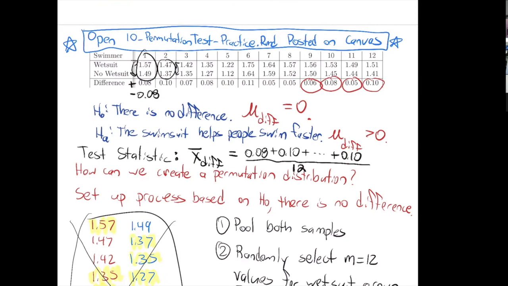So we would add up those 12 differences and then divide by 12. So that's what the subscript difference is referring to. And we'll do these calculations with R, but I just want to set up the stage before we jump into R. So any questions about that?